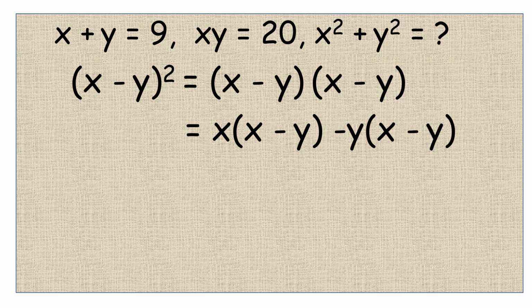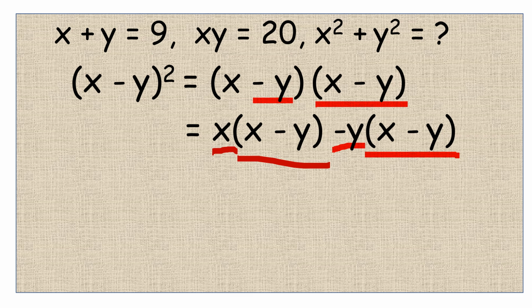So just as we had mentioned earlier, what we'll do is to multiply x, which is this x, with x minus y, and which is this x minus y. So that gives us the first expression. The next thing we will do is to multiply this minus y, which is what we have here, with x minus y, and that's what we have here. So that's how we got this expression in this line.